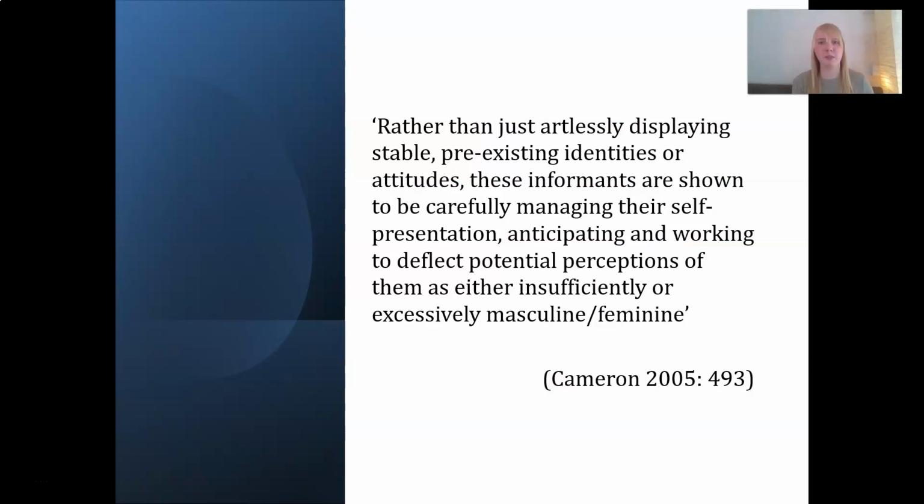And Cameron summarizes, rather than just artlessly displaying stable pre-existing identities or attitudes, she's talking about a particular kind of research study here that's drawn from this social constructivist movement. So rather than just artlessly displaying stable or pre-existing identities or attitudes, that's really this idea that we're born as a man or a woman, and then we get encultured, we learn a particular way of speaking, and then we just do it, and it's artless, it's not something that we really think about. She says it's actually much more impressive than that. These informants are shown to be carefully managing their self-presentation, anticipating and working to deflect potential perceptions of them as either insufficiently or excessively masculine or feminine. That these are choices that we make, that are active, that are nuanced, that are skillful, that result in people having different perceptions of the gender identity that we are expressing, that may or may not map up with the sex that we were assigned at birth.